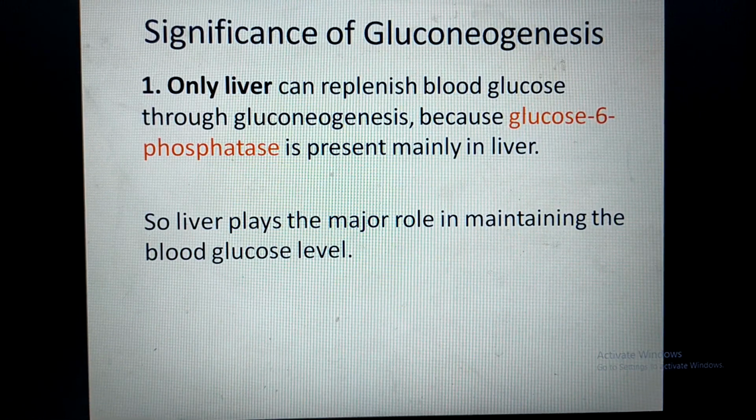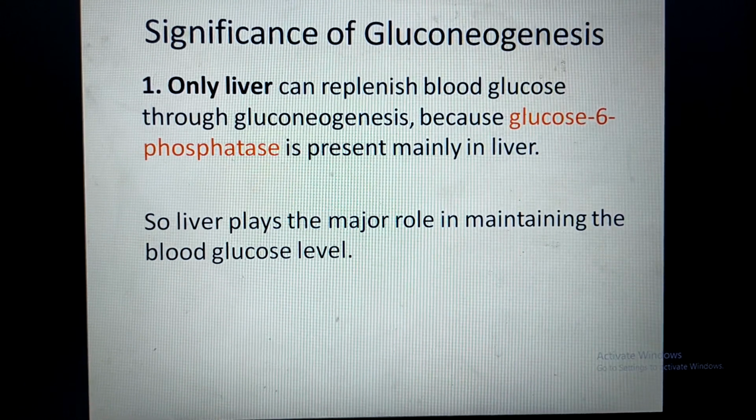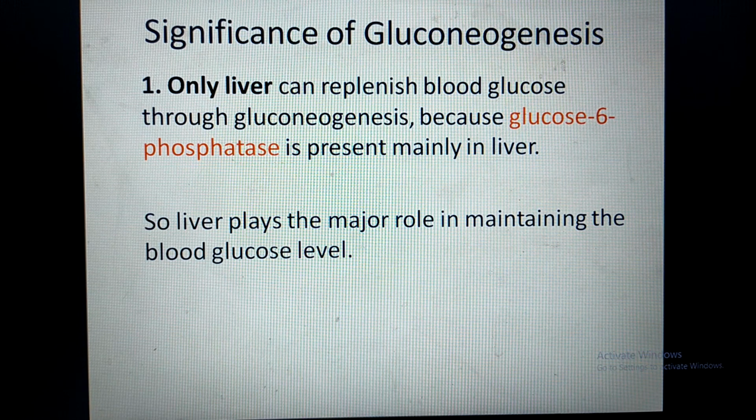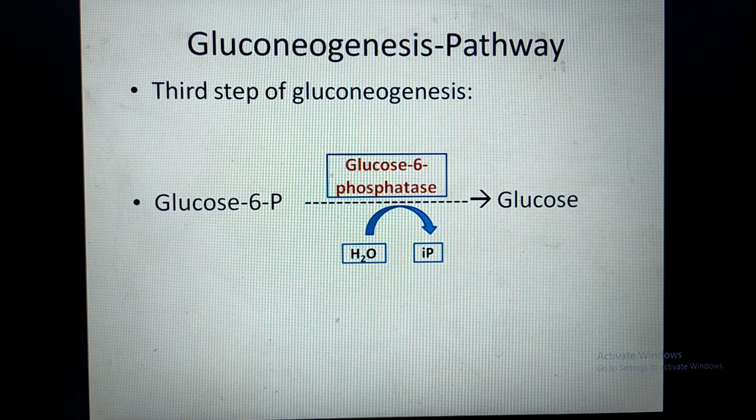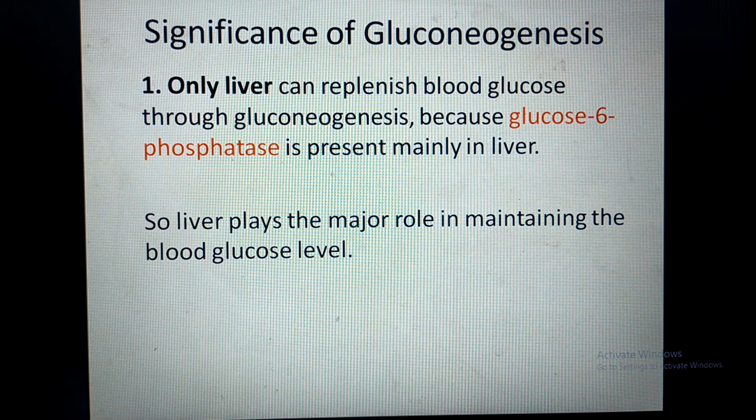Now come to the significance of gluconeogenesis. Only the liver can form free glucose, because the enzyme glucose 6-phosphatase is present mainly in the liver. So free glucose is formed only in the liver, and the liver can replenish the blood glucose in the fasting state. Glucose 6-phosphatase converts glucose 6-phosphate into free glucose. From the liver it enters the blood and maintains the blood glucose level. The liver is responsible for maintaining the blood glucose level in the fasting state.